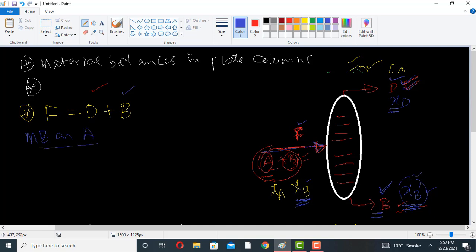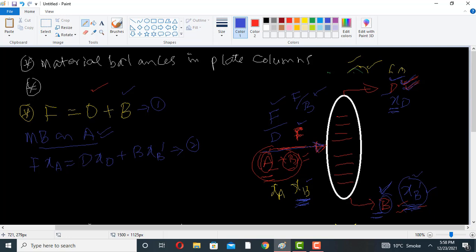So the material balance on the basis of A is F xA equal to D xD plus B xB dash. Now how can we obtain the feed to distillate ratio and the feed to bottom ratio? They can be obtained from these two equations. This is equation 1, this is equation number 2. Now how can we obtain these two ratios?